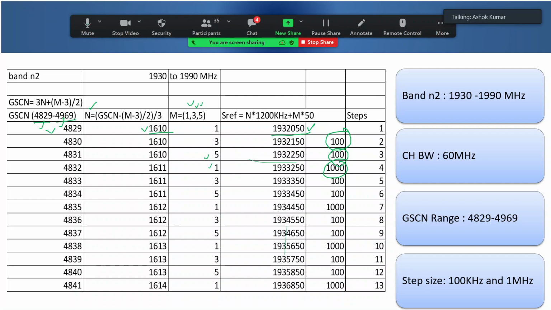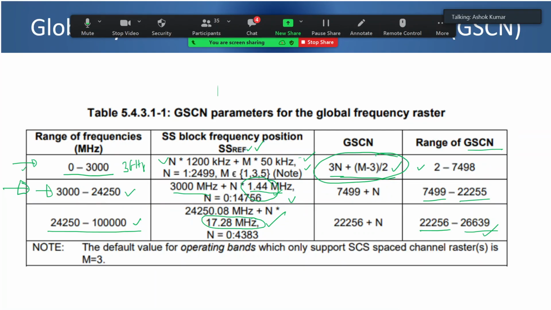Generally, if you see the default, just see the note part. The default value for an operating band which only supports subcarrier spacing based channel raster is M equal to 3. So M equal to 3 would be the default value, but there are cases where it will be M equal to 1 or M equal to 5 also. So it will be already known to the devices. The default would be 3.